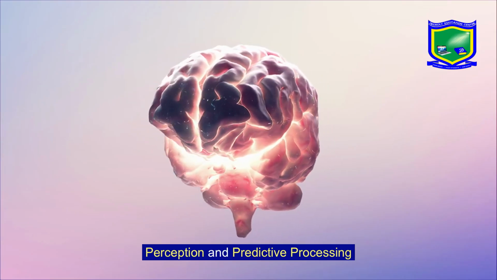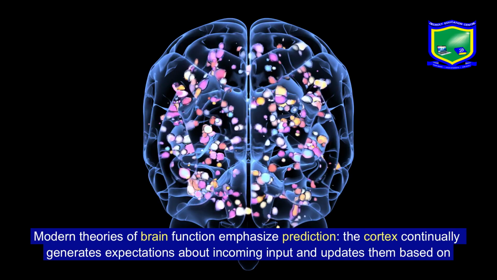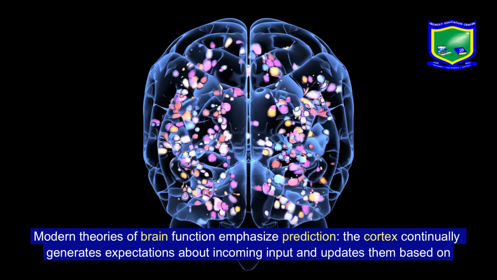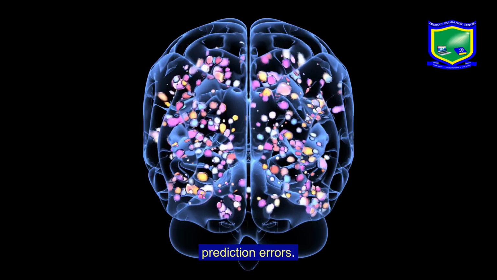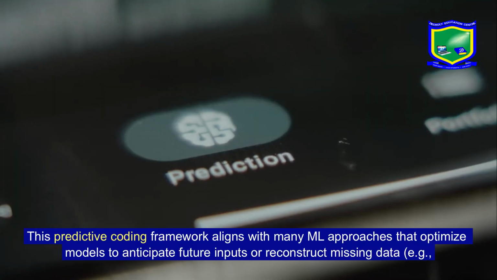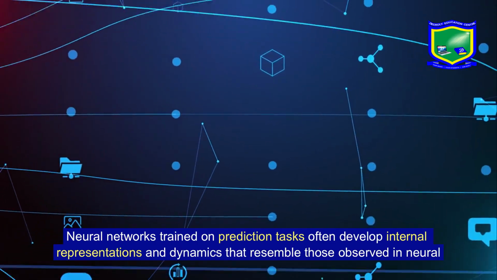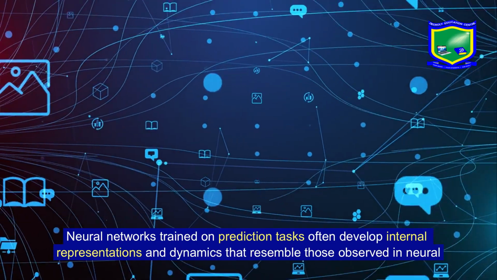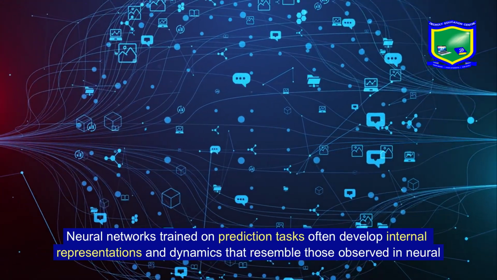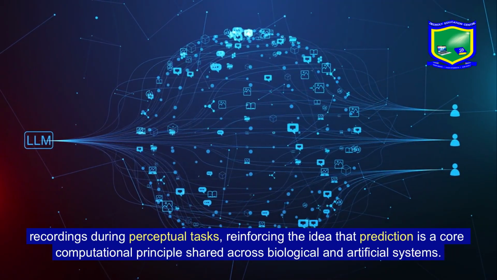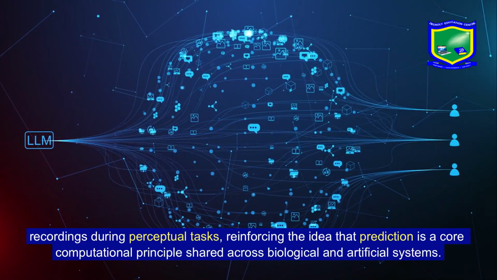Perception and predictive processing. Modern theories of brain function emphasize prediction. The cortex continually generates expectations about incoming input and updates them based on prediction errors. This predictive coding framework aligns with many ML approaches that optimize models to anticipate future inputs or reconstruct missing data, e.g., autoencoders, sequence models. Neural networks trained on prediction tasks often develop internal representations and dynamics that resemble those observed in neural recordings during perceptual tasks, reinforcing the idea that prediction is a core computational principle shared across biological and artificial systems.